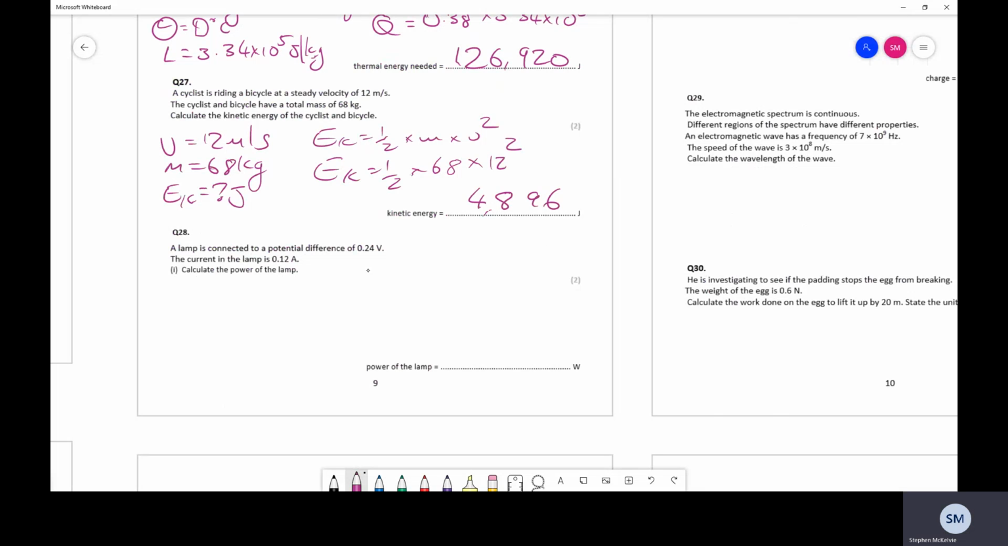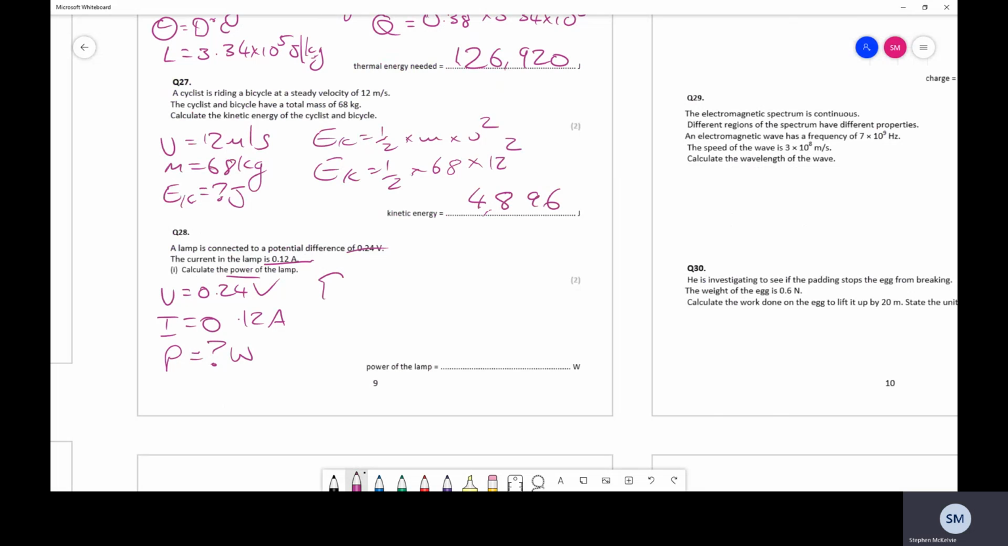4896 joules. A lamp is connected to a potential difference, a voltage of 0.24 volts. Current in the lamp is 0.12 amps. I is equal to 0.12 amps. Calculate the power of the lamp. P is equal to, I do not know, in watts.